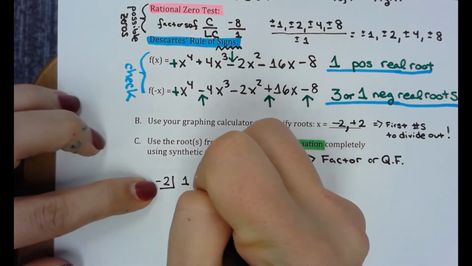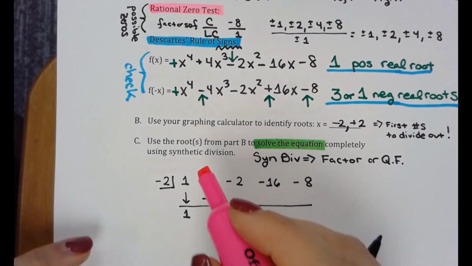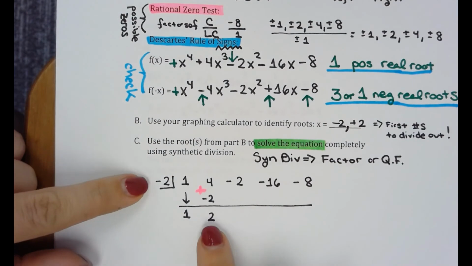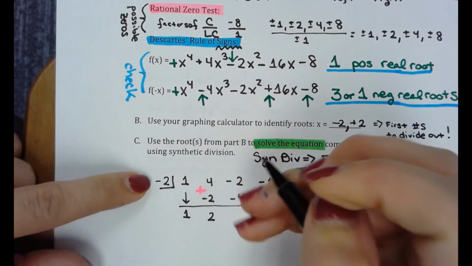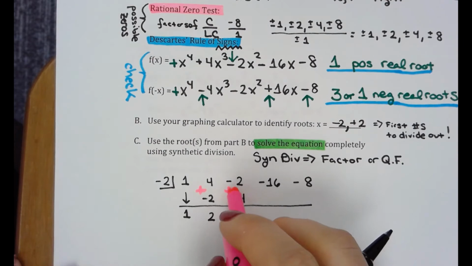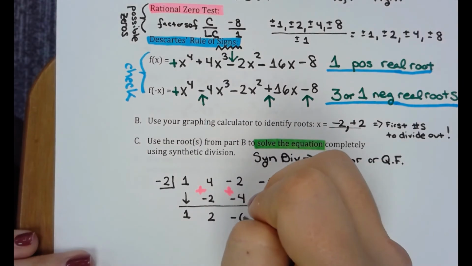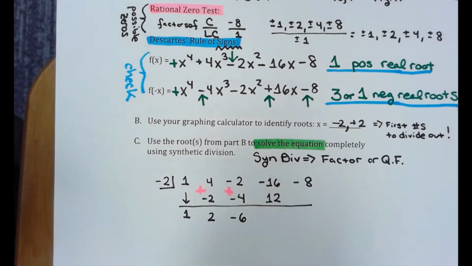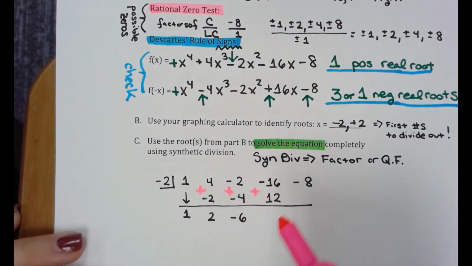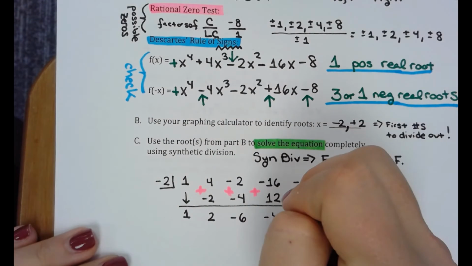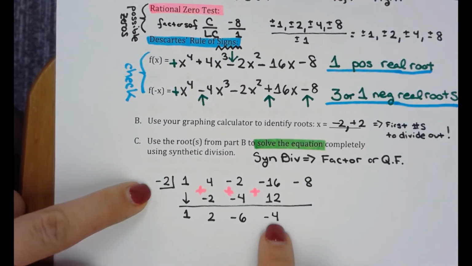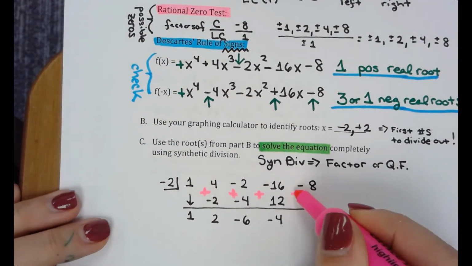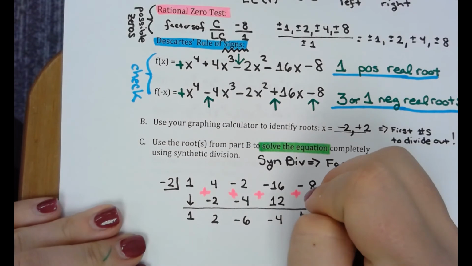Multiply. Add straight down. Repeat. Multiply. Add straight down. Multiply. Add straight down. Multiply. Add straight down. And I get a remainder of 0.